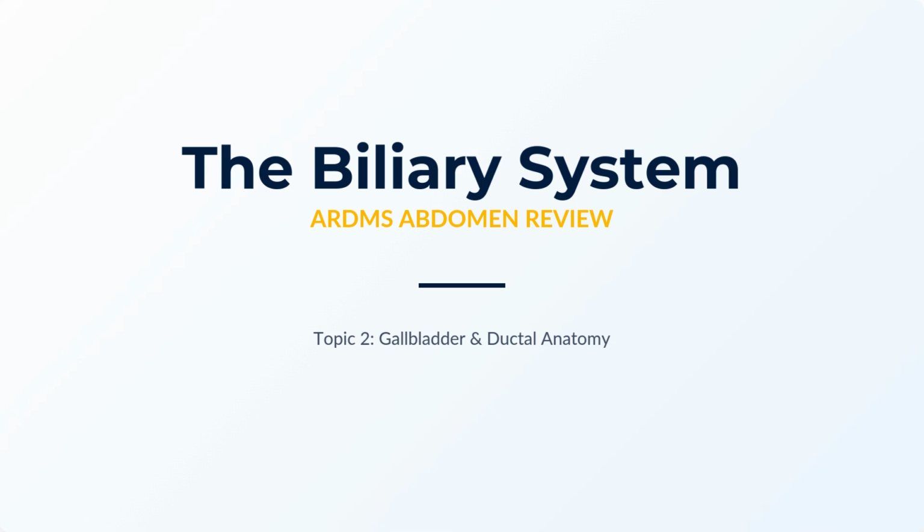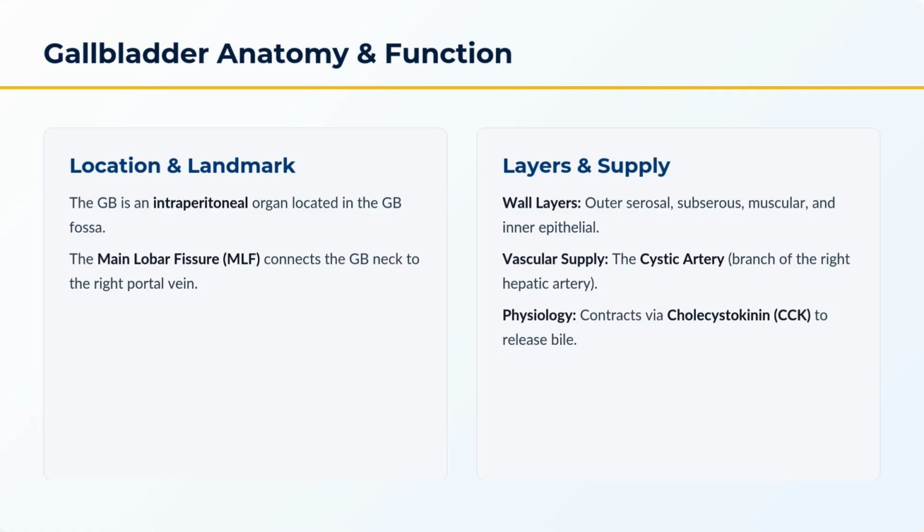The biliary system. This session covers gallbladder and ductal anatomy, focusing on diagnostic criteria required for the ARDMS abdomen registry. The gallbladder is an intraperitoneal organ located in the gallbladder fossa. The primary sonographic landmark is the main lobar fissure, which connects the gallbladder neck to the right portal vein.